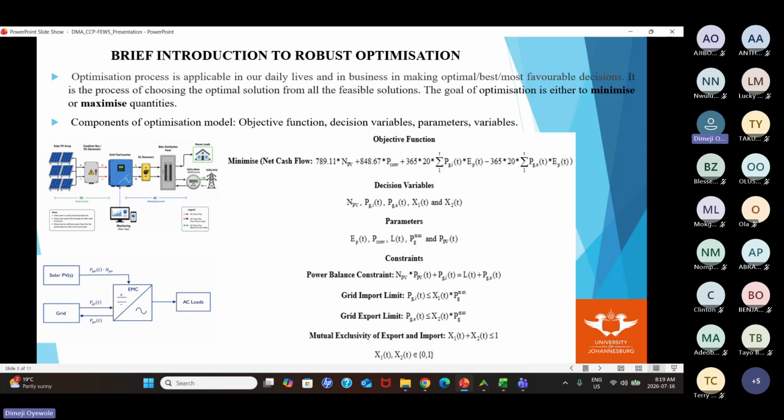Then you have the decision variables. Those are the variables that you can change based on whatever you want from the decision, from the optimization, and from the objective function. So here you have the number of PV panels, the input from the grid, the export to the grid. Then you also have the parameters. Those are known values. The decision variables are not known values. It is the optimization modeling that will give you the value of the decision variables. But for the parameters, these are known values.